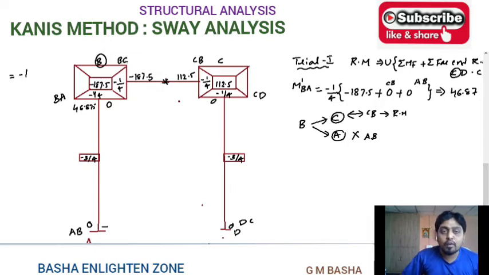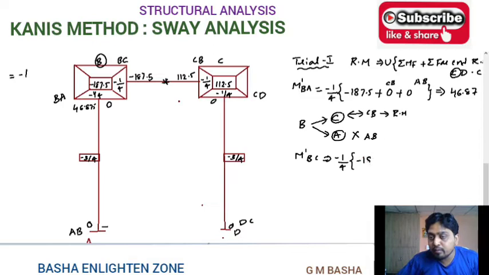Similarly, go for BC. If I am taking BC, the rotation factor will be the same, so you will get the same value. If the rotation factor is different, you will get a different value. In the formula as usual, the rotation factor for BC will be equal to minus 1 by 4. Sum of the fixed moments will be equal to minus 187.5 plus sum of the foreign rotation moments. For BC, I already told you, you look at CB, that is 0. And for B, what will you take?